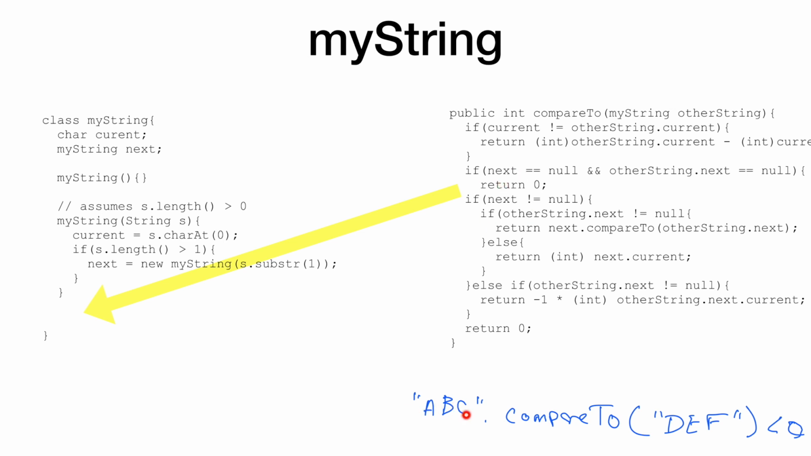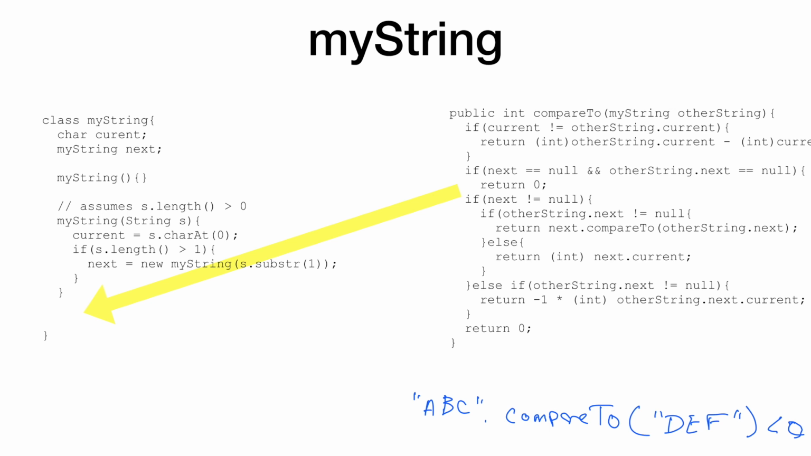But now we're not given a string as an array, we're given a string as a linked list. So we have our current instance, so we could call it this if we wanted to, right? But we don't have to. And we're basically saying, okay, well, if we've gotten here and our strings are not equal, right? If the current character is not equal, then just return a number that's less than 1 if I come first, greater than 1 if they come first.